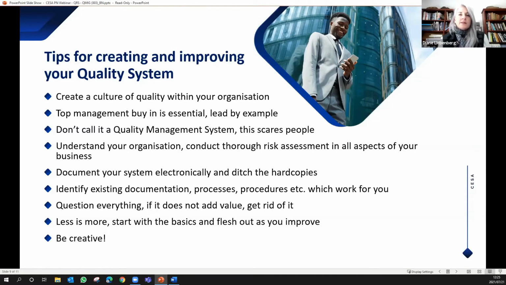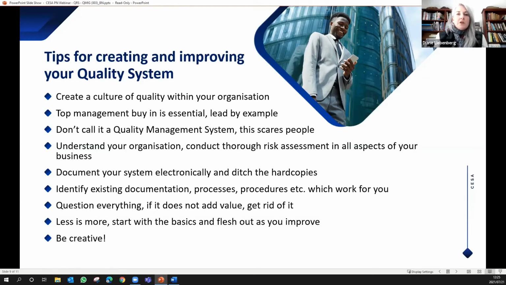Right, then we get to understand your organization, conduct thorough risk assessments in all aspects of your business. Your quality system must be designed to overcome the common risks your organization faces. And as I said, Dr. Kirsten's going to go into risk management in much more detail. So when considering risk, consider all areas within your organization. Consider your finances, consider commercial, operational, employee risk, health and safety. I mean, the list just keeps going on and on.